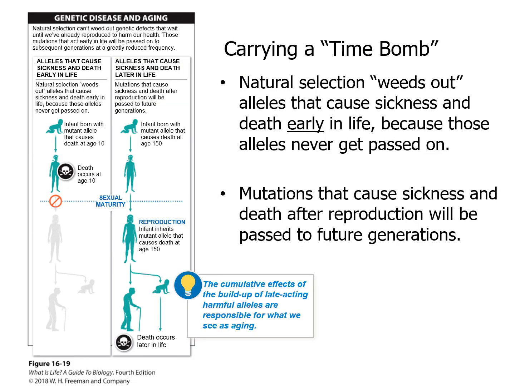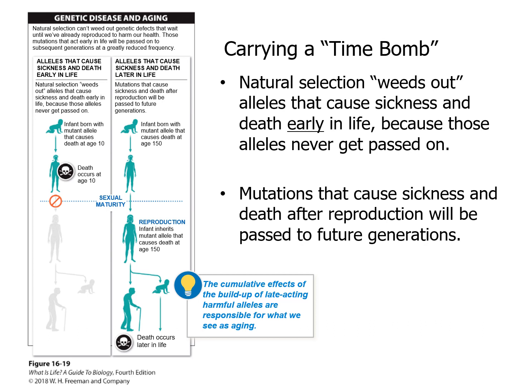So I want to reiterate, because that was kind of heavy. If you think about it a little too long, it feels really heavy on your mind, if you're anything like me. So once again, looking at that illustration on the left, genetic disease and aging, it's saying that alleles that cause sickness and death early in life, potentially at the age of 10, that person will die. They do not reach sexual maturity.